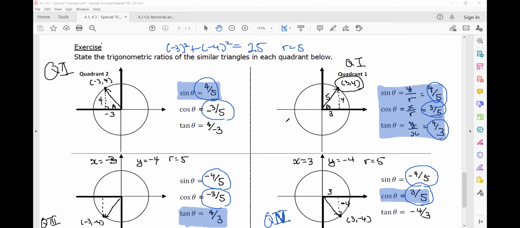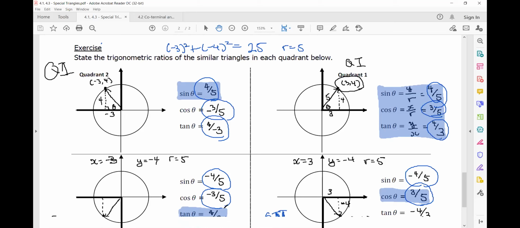Tangent is 4 over 3, 4 over 3, 4 over 3, and 4 over 3, but there are some negatives in there. What I want you to notice is that all of these values are exactly the same as my original triangle in quadrant 1. We just have to figure out what the negatives are. You get what I'm saying? This is an observation that we make, and this is where CAST comes in.